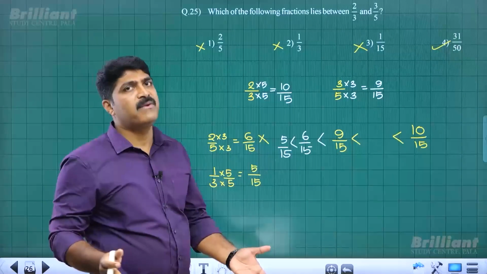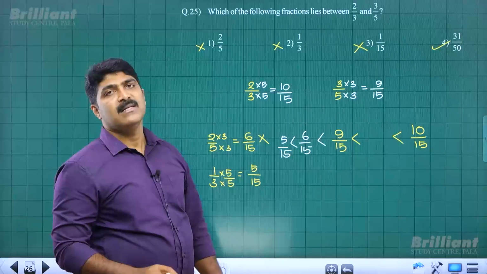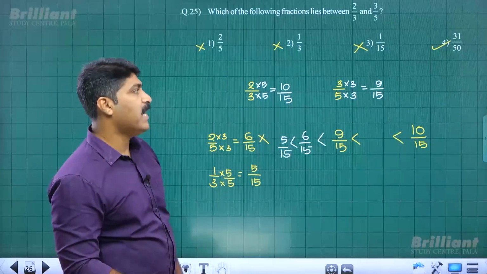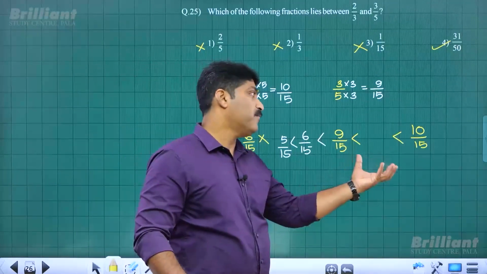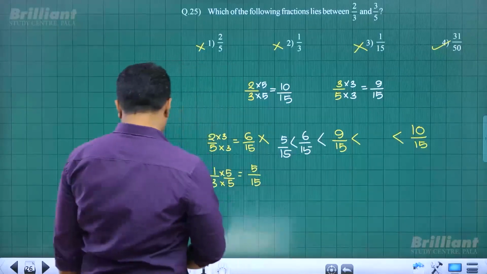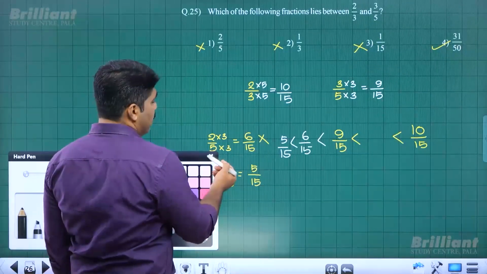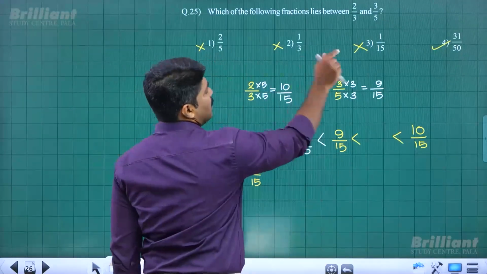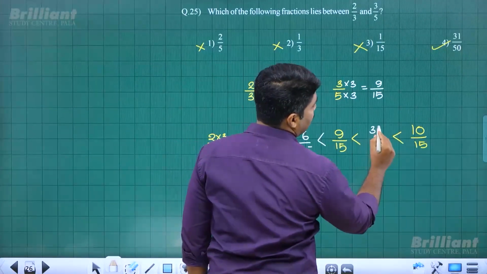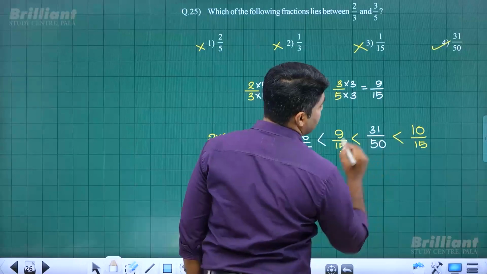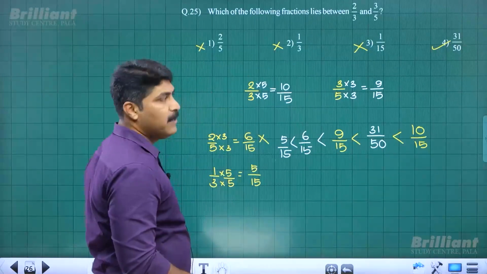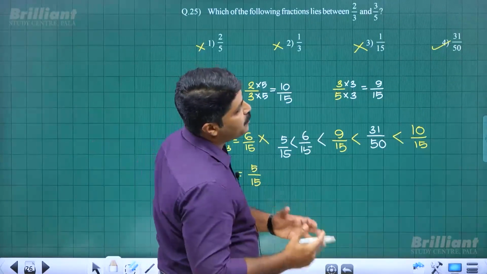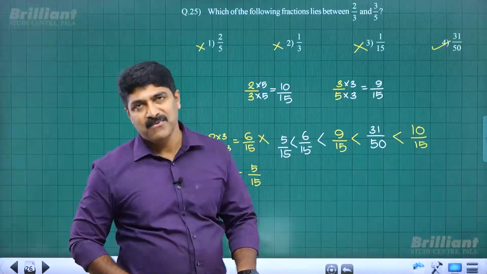We don't need to do the verification. We are sure 31 by 50 will be the answer. We don't want to verify this because that's a waste of time. There is no none of these option or cannot be determined option. We are sure the rest 3 are not satisfying. Therefore, this value will lie in between these two quantities. Clear? So that's the simple, tricky approach to this type of question.